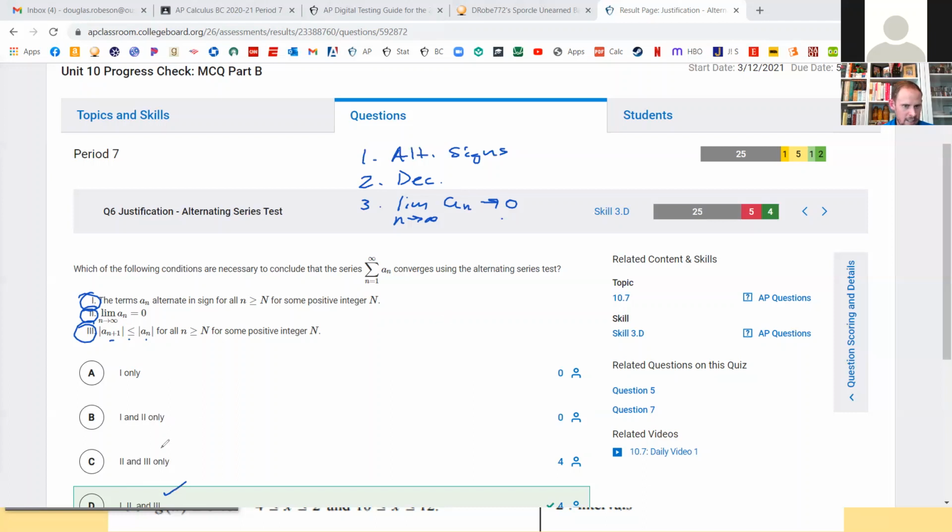All 3, not just that it's decreasing in the limit. It looks like some of you were just like, oh, well, duh, it's alternating. Well, you actually have to have that as one of the conditions.